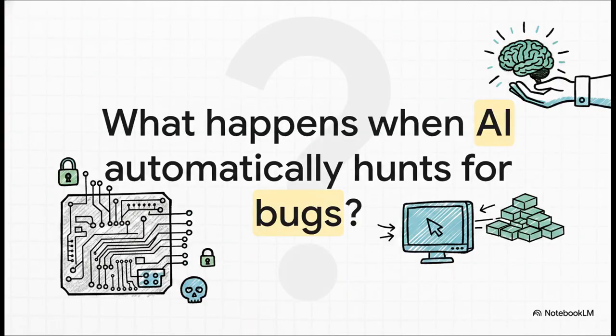The rules of this whole cat and mouse game, they are about to be completely rewritten. Historically, writing one of these kernel exploits was like an artisan craft. It took elite researchers months of work. But what happens when AI learns how to hunt for these vulnerabilities automatically? What happens when AI drastically lowers the barrier to entry for this kind of attack?